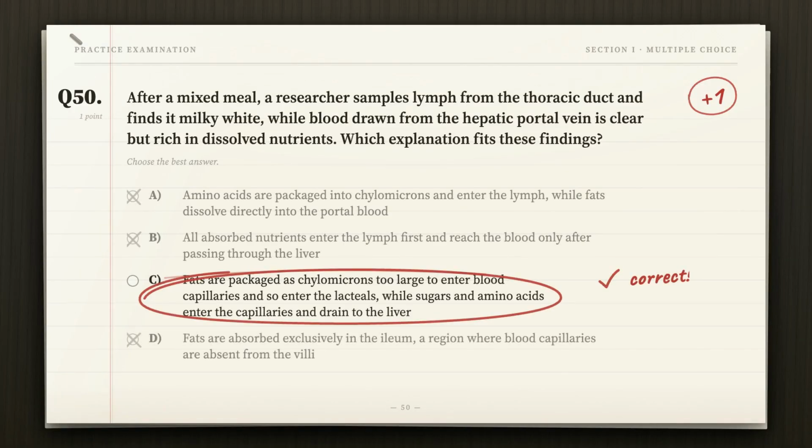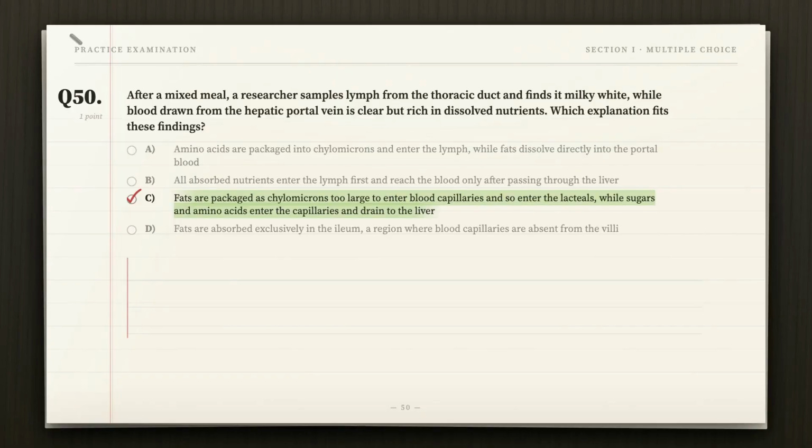The correct answer is C. Fats are packaged as chylomicrons too large to enter blood capillaries and so enter the lacteals, while sugars and amino acids enter the capillaries and drain to the liver. C is correct because absorption splits by solubility.